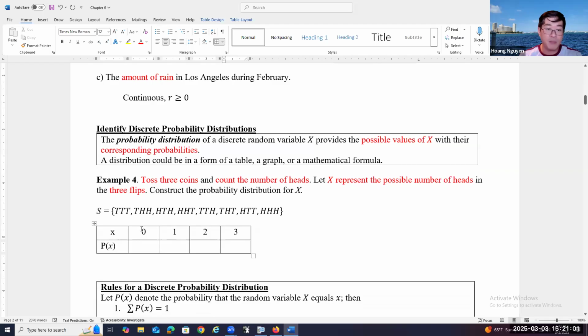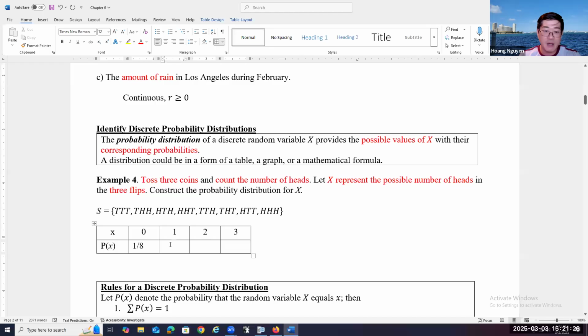So what's going to be the probability for you to have exactly 0 heads? What is the probability that's going to give you exactly 0 heads? 0 heads means the case where we get tail, tail, tail. So there is exactly 1 possible outcome out of the total 8 possible outcomes. So the probability will be 1/8.